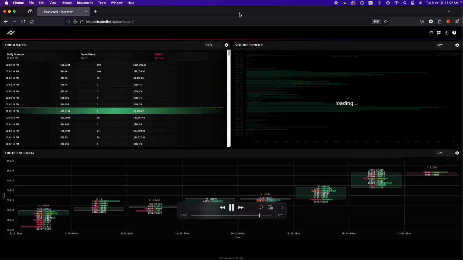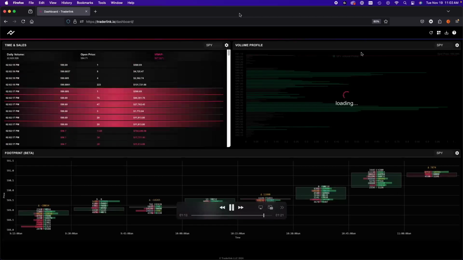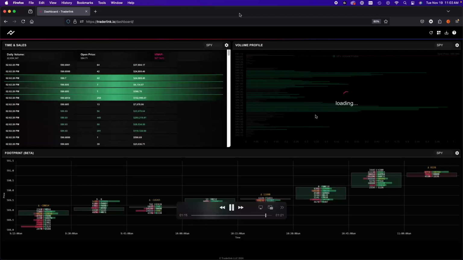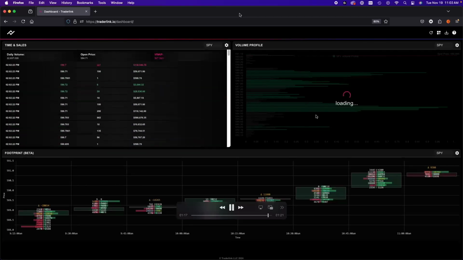I think we're going to need some more examples for the footprint, but volume profile is something you can put into your trading tomorrow. It's simple. We want to make things as easy as possible. Where are people trading? That's it. Easy peasy.